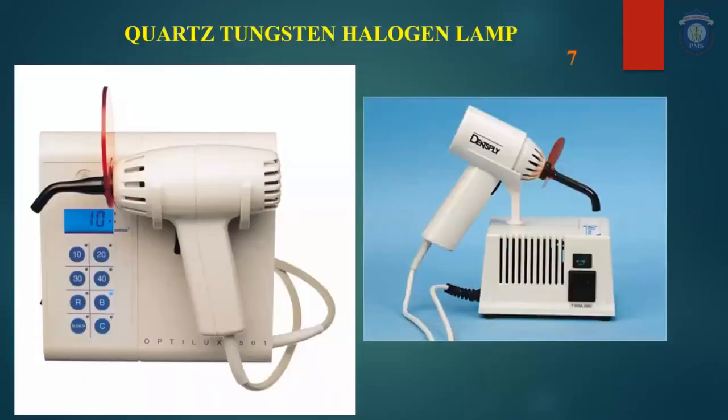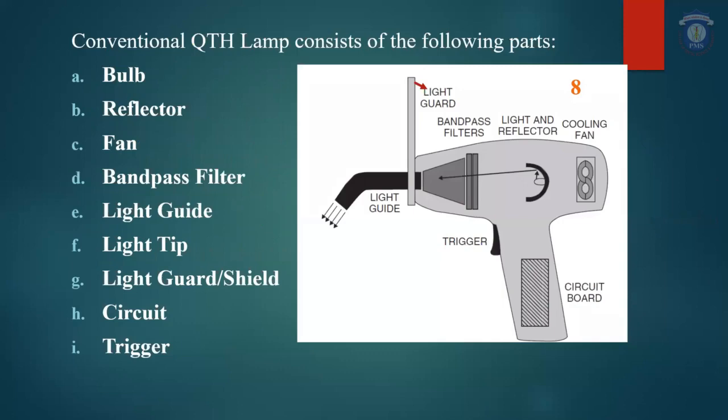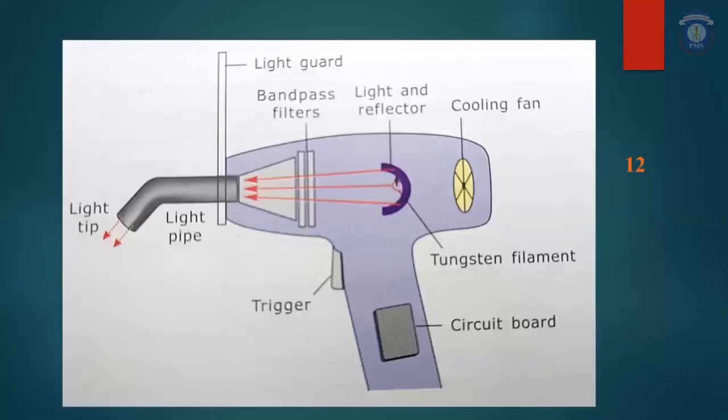This is a picture of a QTH lamp that is being used in clinical practice. As you can appreciate from the picture, we have a light tip through which light will be coming out. This is called a light pipe. Then there are filters which will remove all light except in the range of 460 to 480 nanometer. Then we have what is called a light guard, which will protect the eyes of the clinician from the UV light that is being passed through the light tip.